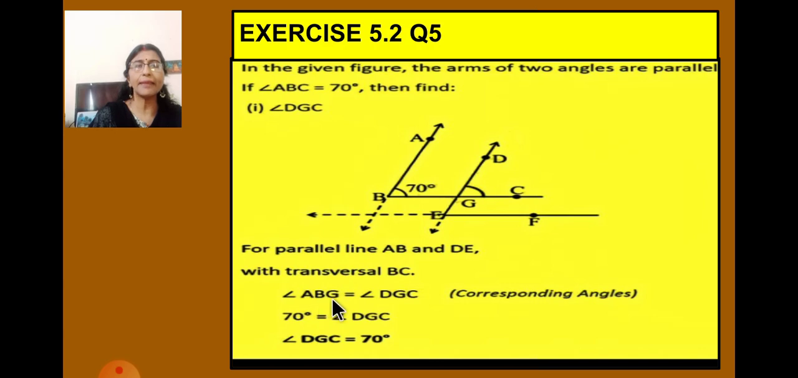Now here angle ABG is given as 70 degree. So as we know that when the lines are parallel, and this is the transversal, so the corresponding angles are equal. So we know the measure of this angle ABG is equal to angle DGC, and in bracket we'll write corresponding angles as they are corresponding to each other. So we know the measure of this angle 70 degree. So that we will write below, 70 degree is equal to angle DGC. So therefore angle DGC is also equal to 70 degree.